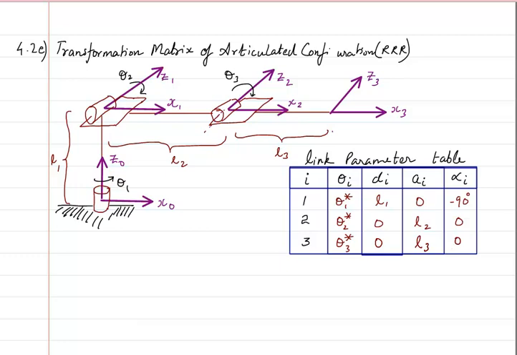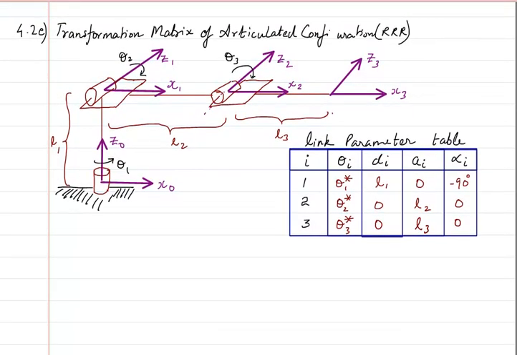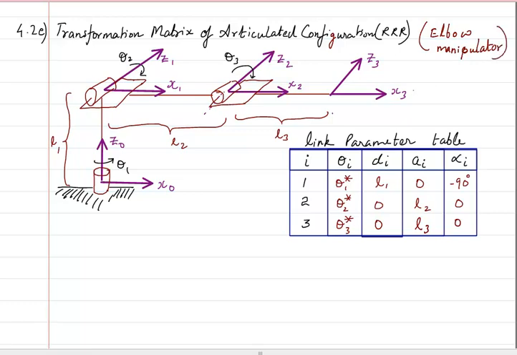So now that the link parameter table is completed, we will try to write the A1, A2 and A3 matrices for this one. Just for information, the articulated configuration is sometimes also called an elbow manipulator. When you check some textbooks, you may find that instead of calling it an articulated configuration, it is called an elbow manipulator.